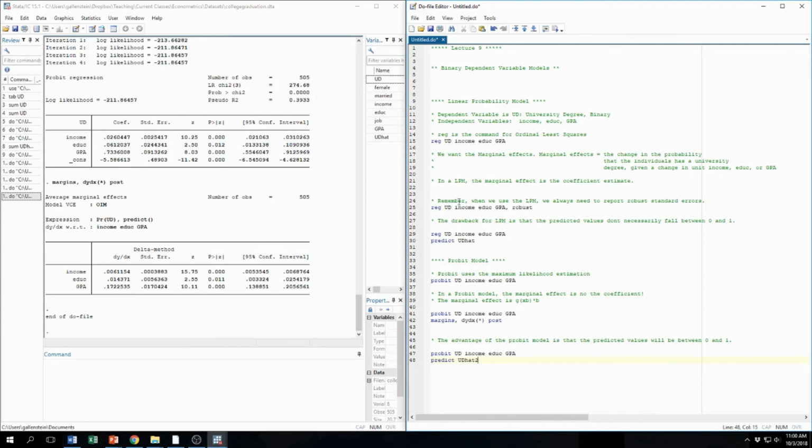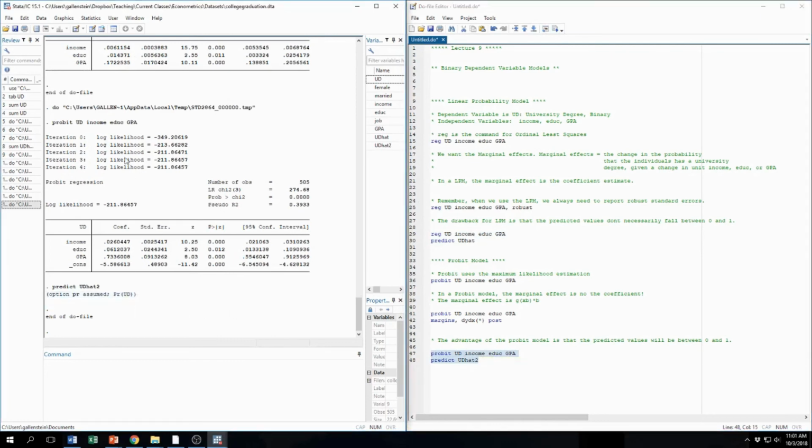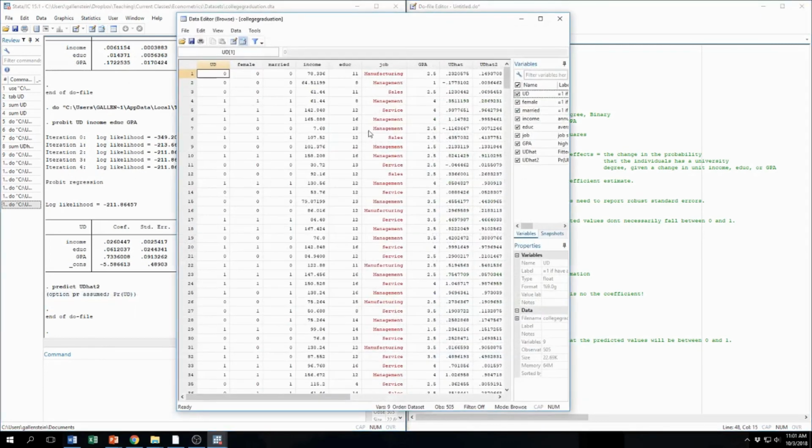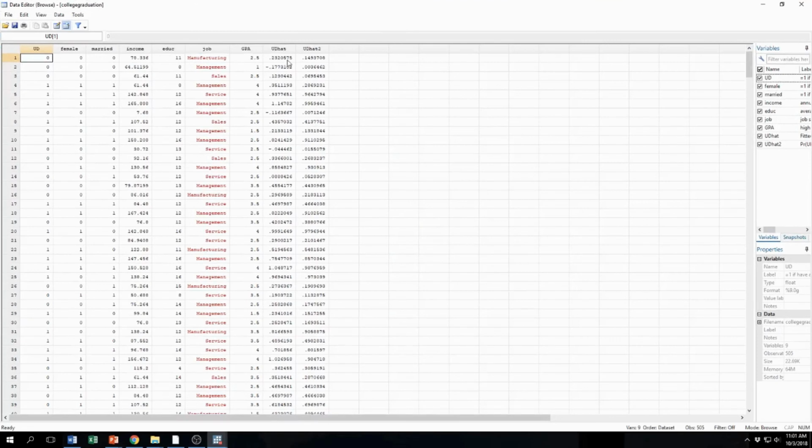UD hat 1 was the predicted value from the linear probability model. Now we're going to do predict UD hat 2. This is going to be the predicted value from the Probit model. So we're going to compare them. So here we go, I generated it. Now let's open up our data set and take a look.